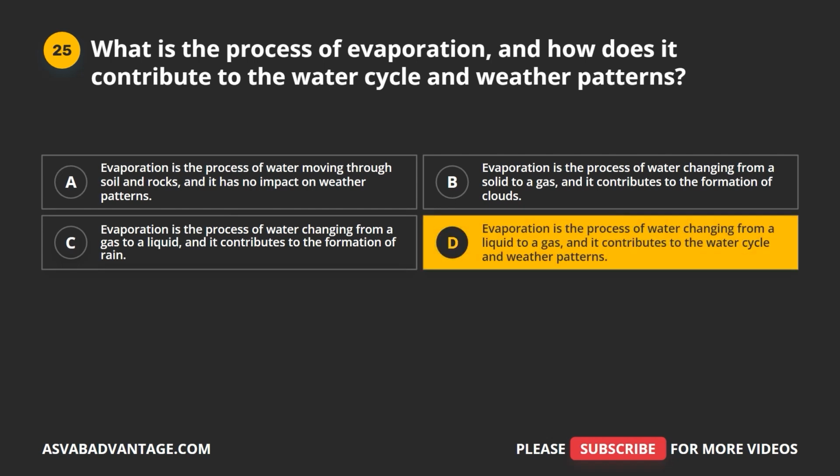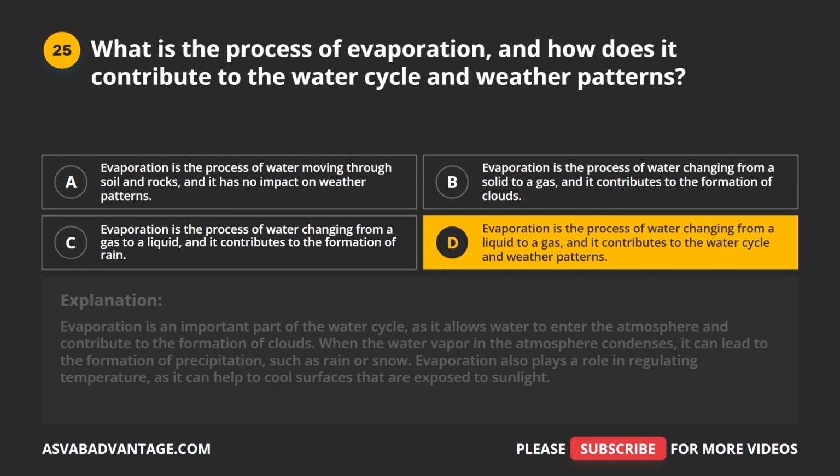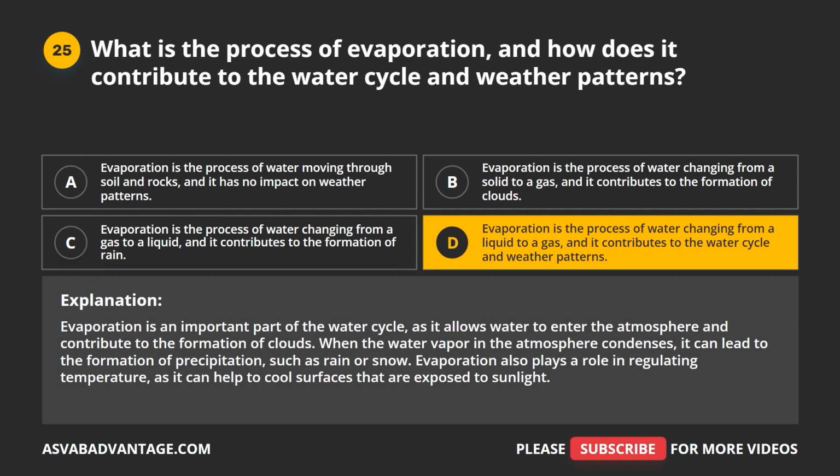Evaporation is the process of water changing from a liquid to a gas, and it contributes to the water cycle and weather patterns. Evaporation is an important part of the water cycle, as it allows water to enter the atmosphere and contribute to the formation of clouds. When the water vapor in the atmosphere condenses, it can lead to the formation of precipitation, such as rain or snow. Evaporation also plays a role in regulating temperature, as it can help to cool surfaces that are exposed to sunlight.